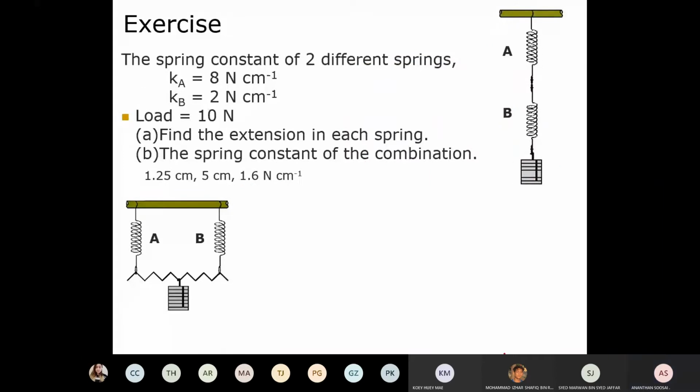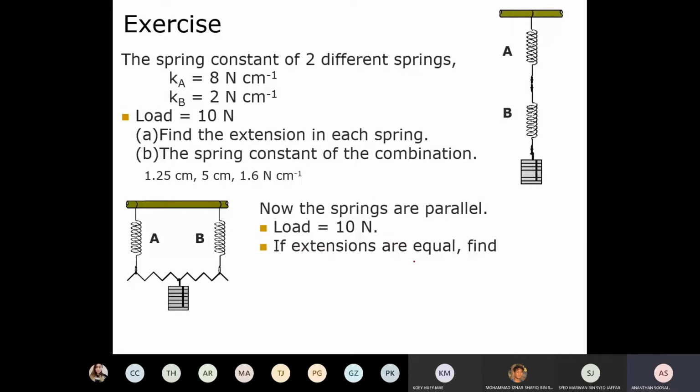Next one, A and B are placed in parallel. Ka is 8, Kb is 2. Now the springs are parallel, and a load of 10 Newton is applied. If the extensions are equal, how do you make them equal? How do you make the extension of A and B equal? By putting the load closer to B or closer to A? How do you make the extension equal?